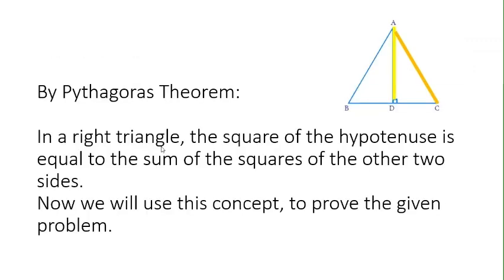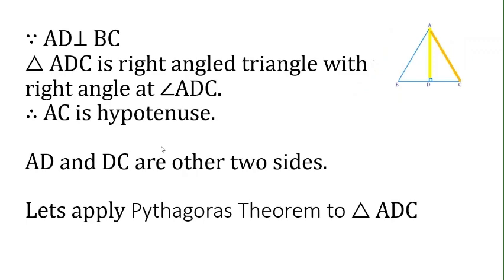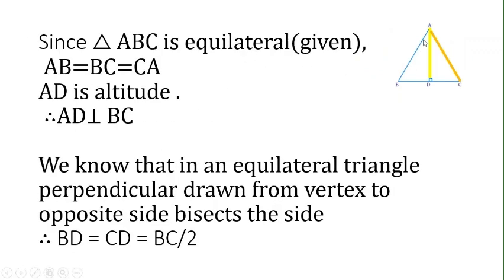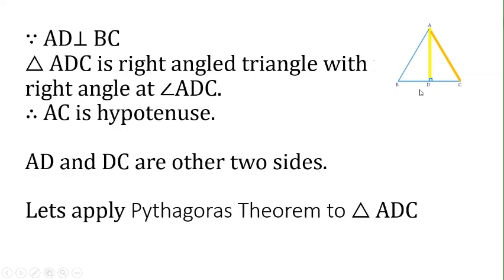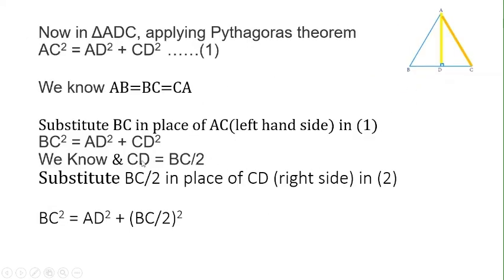But previously, what did we prove? As it is a perpendicular drawn from the vertex, CD becomes half of BC. Now we are substituting CD as BC by 2. As D divides BC into two equal halves, we can write CD as half of BC. So again we substituted CD with BC by 2. Now finally, how does the equation become? BC square is equal to AD square plus BC by 2 whole square.